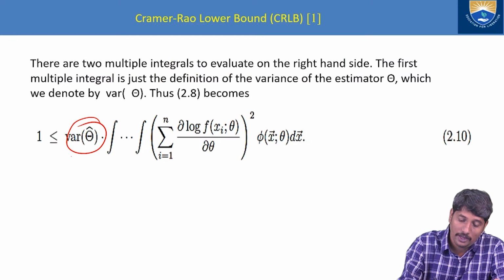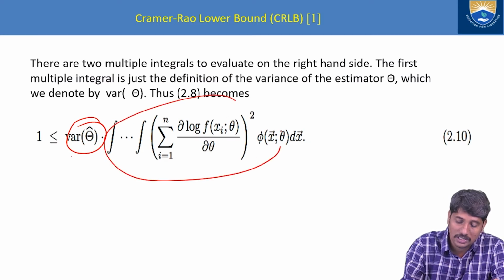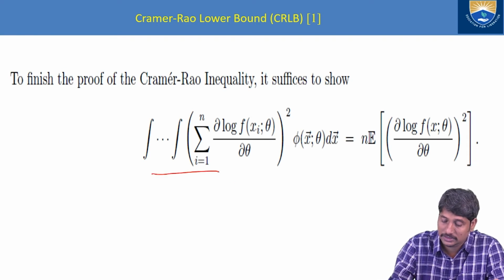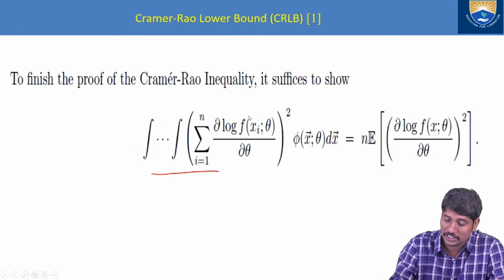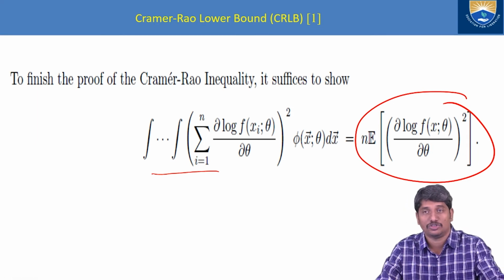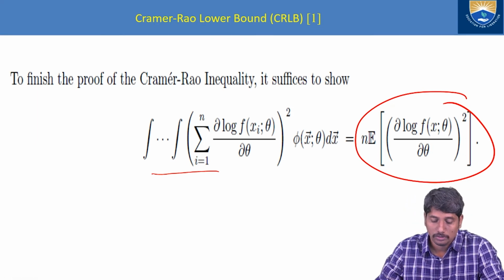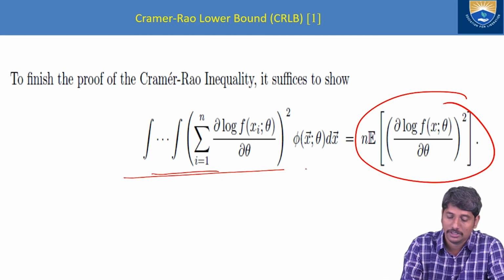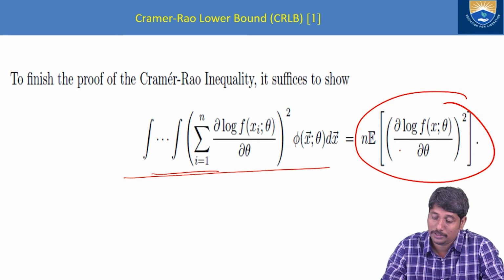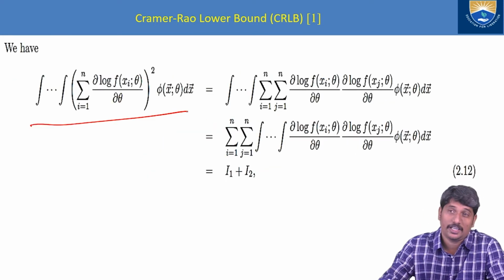Now, the thing is, we have to find what this integral is. If we find this, and we prove that this particular thing will be equal to n times the expectation of this, we have successfully obtained the Cramer Rao inequality. So all we have to do is prove that n times the integral of the summation of (dou by dou theta log of f of xi comma theta) whole square phi of x cap comma theta is equal to n times the expectation of (dou by dou theta log f of x comma theta) whole square. For this, we are considering this n times integral.